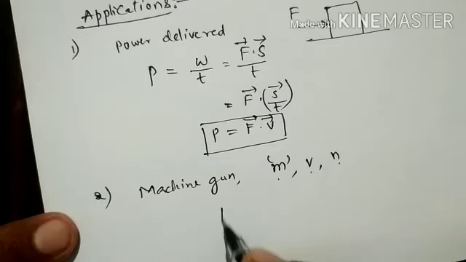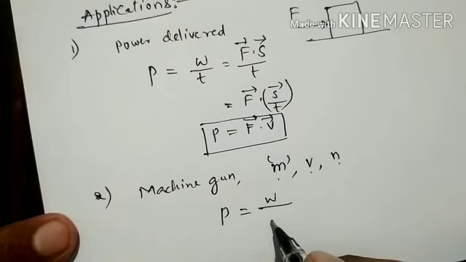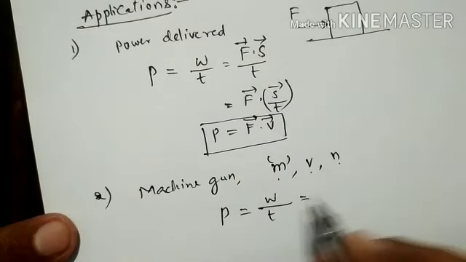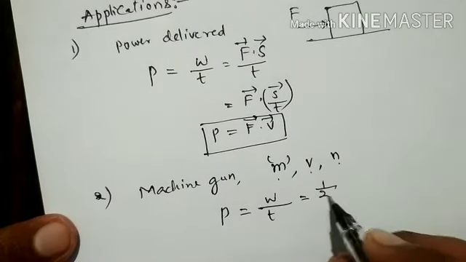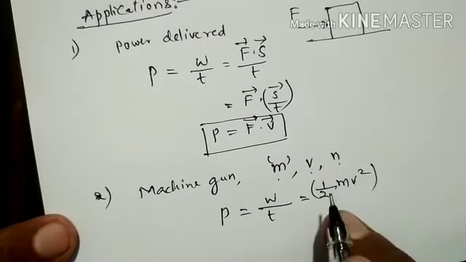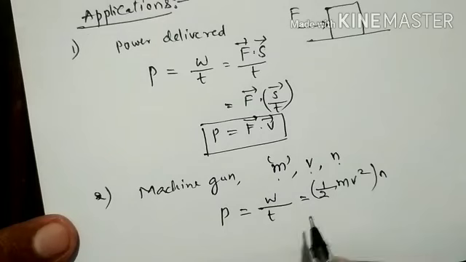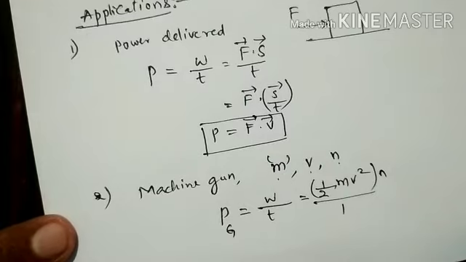Then the power of the machine gun is equal to the work done by the gun on the bullet divided by time. By the work-kinetic energy theorem, work done is nothing but the change in kinetic energy, which is half m v square. That is only for one bullet. You want to write it for n bullets, with n bullets per 1 second, so n into half m v square. This is the power of the gun. So the power of the gun is n multiplied by half m v square. That is the second application.